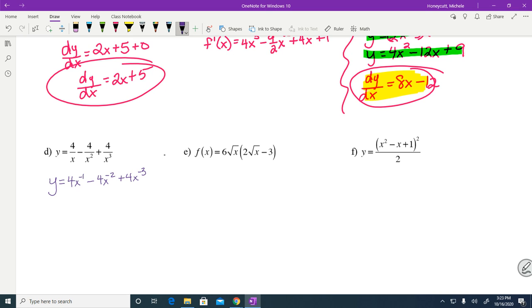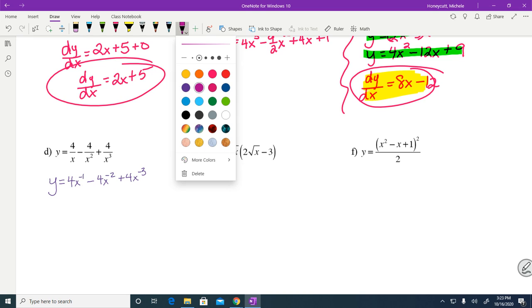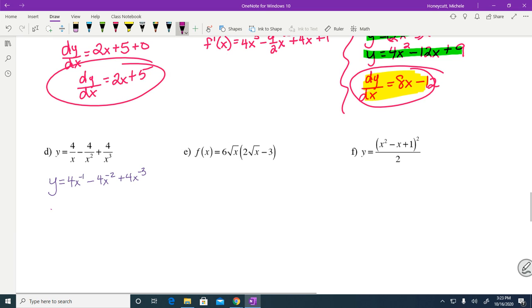Now I can take the derivative, or another way to say that is to differentiate it. So dy/dx is negative 4x to the negative 2 plus 4x to the negative 3 minus 12x to the negative 4. I'm just checking my work. Yes.